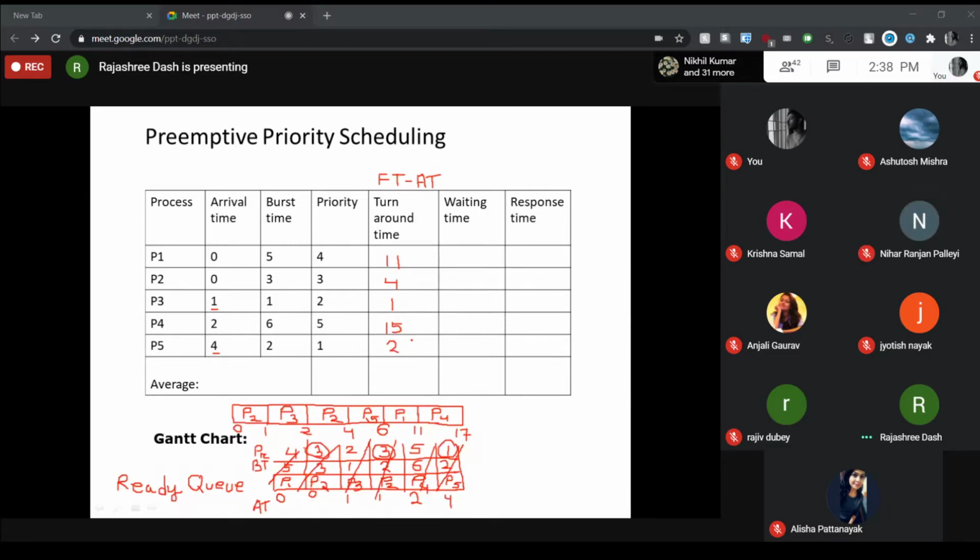6.6. The same problem, when we solved it using non-preemptive priority scheduling, gave an average turnaround time of 6.8. But now here it is 6.6. Always the preemptive one is better compared to the non-preemptive one. Now coming to the waiting time: the turnaround time minus the burst time.